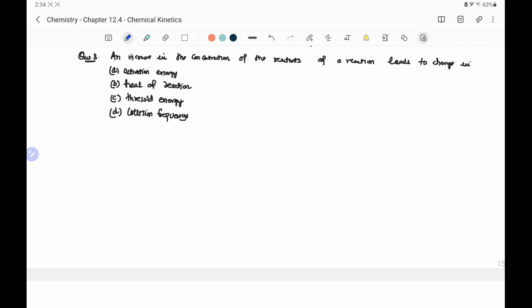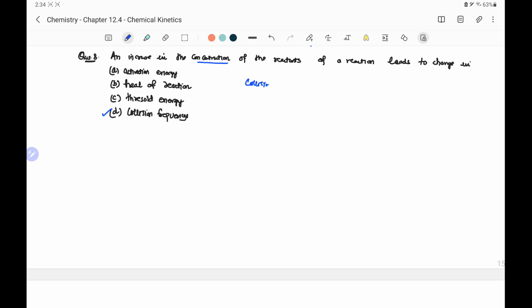Next question is, an increase in the concentration of the reactant. Concentration refers to the number of particles per unit volume. It leads to the change in the, so if concentration increases, then the collision frequency will increase. So option D is the correct option.